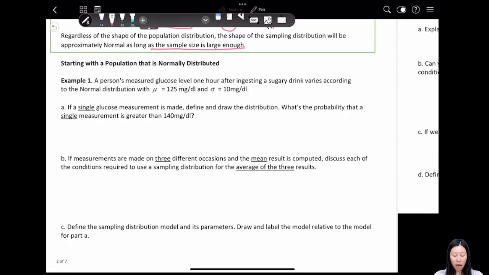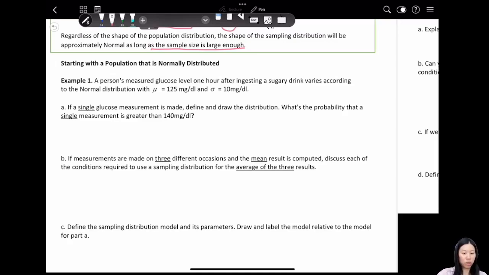here's an example. A person's measured glucose level 1 hour after ingesting a sugar drink varies according to a normal distribution, with a mu of 125 milligrams per deciliter and a sigma of 10 milligrams per deciliter. If a single glucose measurement is made, define and draw the distribution. What's the probability that a single measurement is greater than 140 milligrams per deciliter?